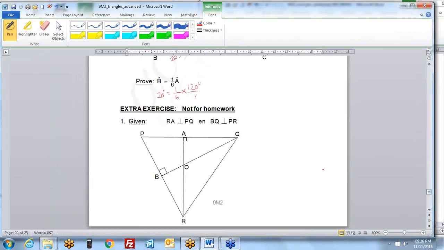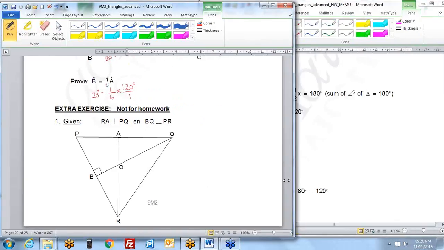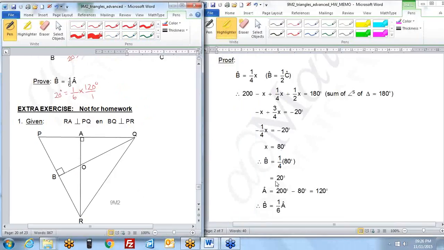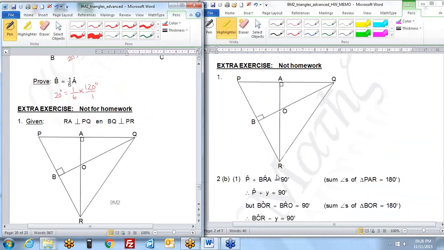Right, I'm just quickly going to read through the extra exercise because we ran out of time and it wasn't for homework, not for homework. Just to show you the important parts which you need to focus on when you study for the exam.